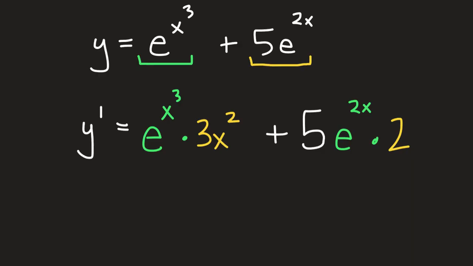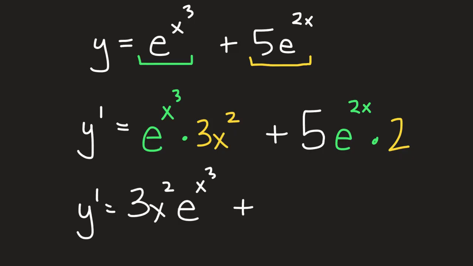So now a little bit of simplifying and rearranging. We're going to put the 3x squared in front of e to the x cubed. And 5 times 2 is 10, e to the 2x. And that would be your final answer. There are no like terms that we could combine or anything.